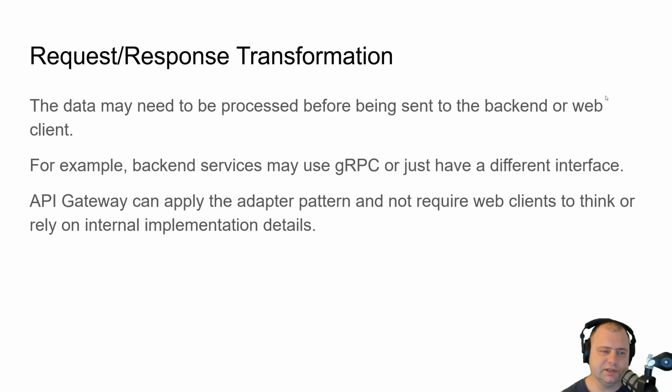For request response transformation, data may need to be processed before being sent to the backend or back to the web client as a response. For example, backend services may use gRPC or just have a different interface. The API gateway can apply the adapter pattern and not require web clients to know internal implementation details of services. They can just send data in a format that is more convenient and makes sense to them from the perspective of the internet, whereas the API gateway transforms it to what is needed by backend services.